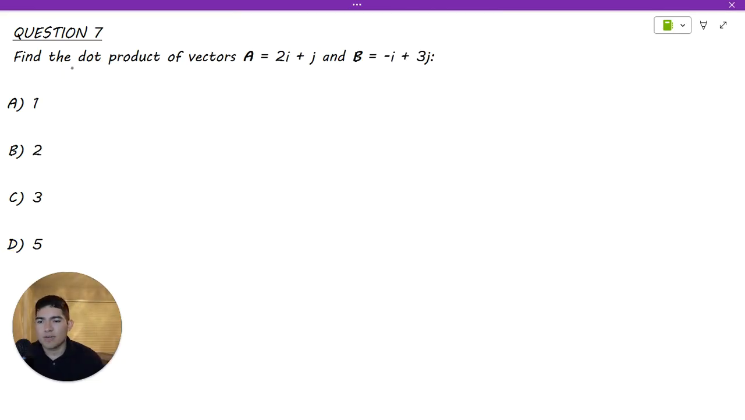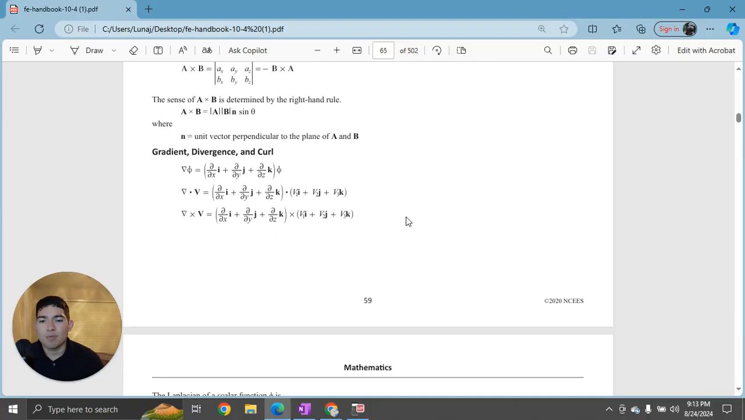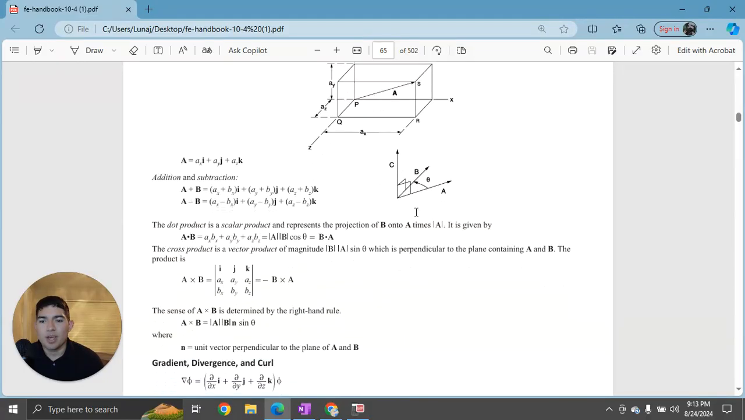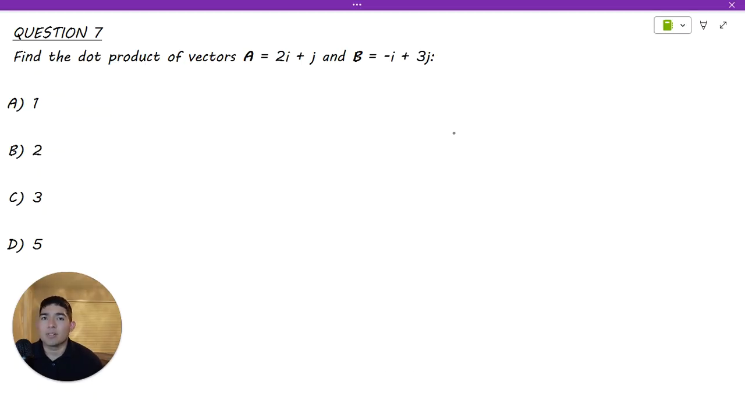Moving on to number 7, now we're being asked to find the dot product of these vectors here. The formula for the dot product can be found on page 59 of the FE reference manual, as you can see here. The formula is going to be right here, as you can see. This basically tells you how you can do the dot product by hand, but for the FE exam, we are not going to be doing it by hand. We have a much better option that will save us a lot of time, and that is by using our calculator. So let me show you how to do that.